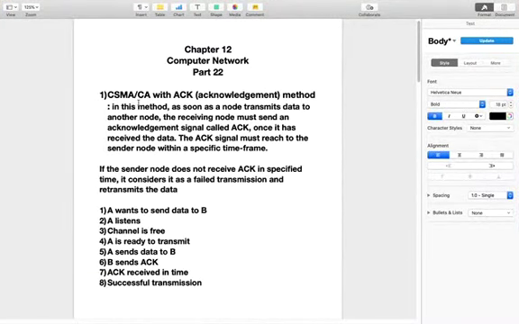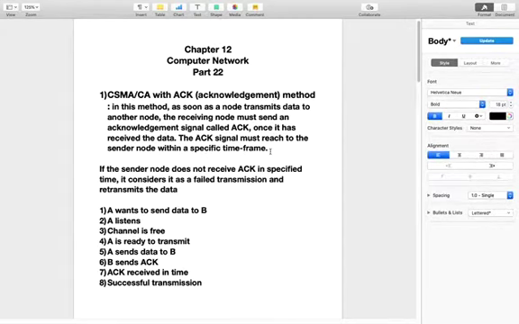Hello students, today we learn CSMA/CA with the ACK method. This is our first method of the CSMA/CA protocol. In this method, as soon as a node transmits data to another node, the receiving node must send an acknowledgement signal called ACK. Once it has received the data, the ACK signal must reach the sender node within a specific time frame.